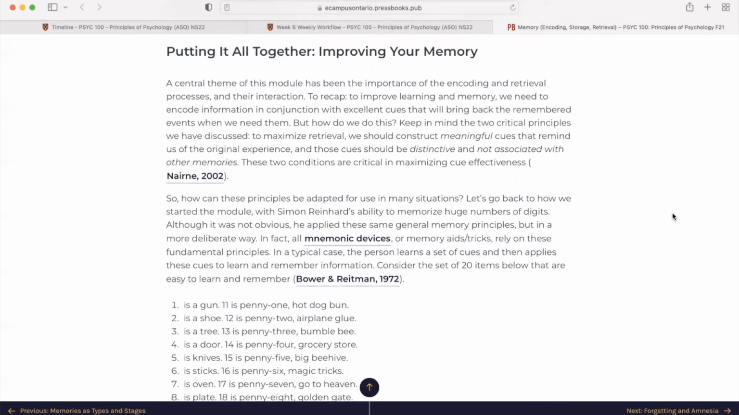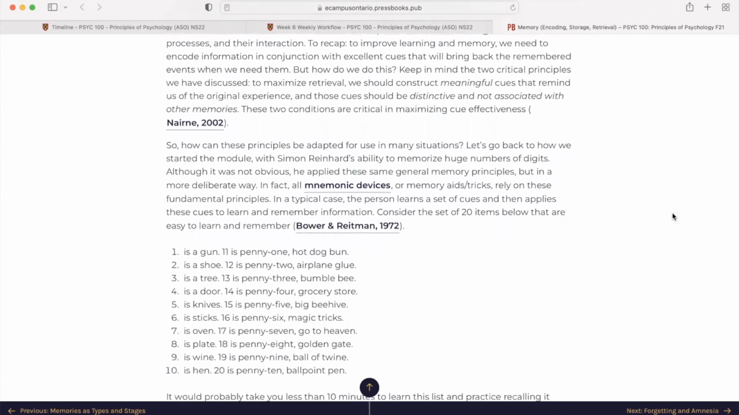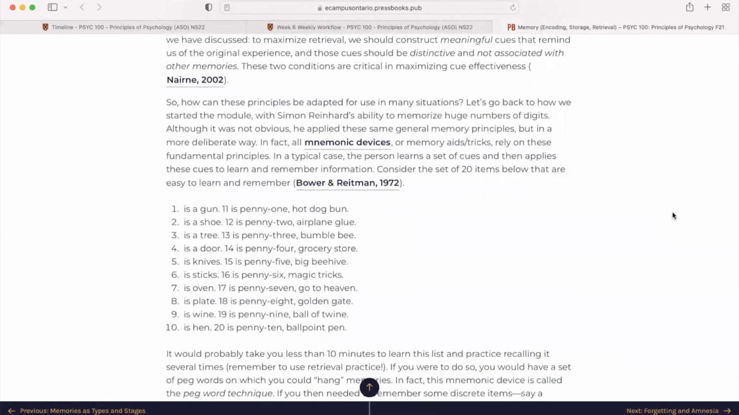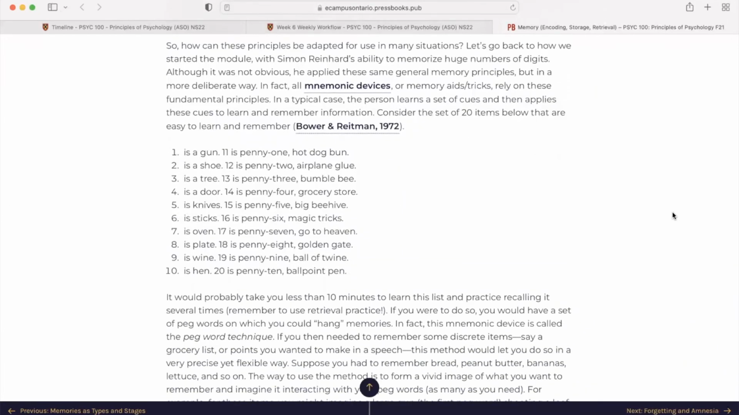So, how can these principles be adapted for use in many situations? Let's go back to how we started the module with Simon Reinhardt's ability to memorize huge numbers of digits. Although it was not obvious, he applied the same general memory principles, but in more deliberate ways. In fact, all mnemonic devices, or memory aids, tricks, rely on these fundamental principles. In a typical case, the person learns a set of cues and then applies these cues to learn and remember information. Consider the set of 20 items below that are easy to learn and remember. So I will read the list 1 through 20.